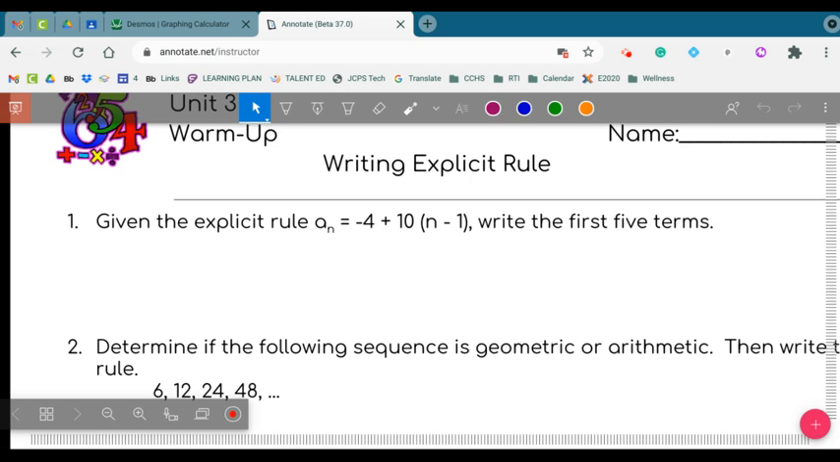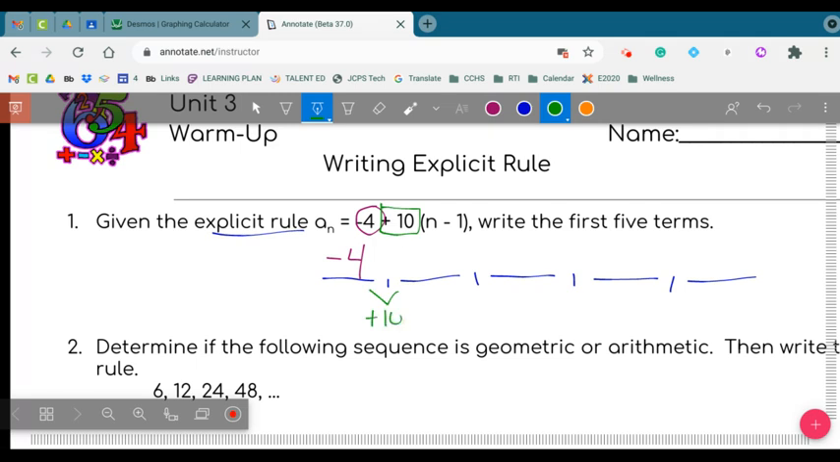So it says, given the explicit rule, write the first 5 terms. So I'm going to draw my first 5 lines, because I know I have to write my first 5 terms. So if you guys remember, the first number is our first term, and then whatever is listed after is what I'm adding or subtracting by, since this is arithmetic. So I'm adding 10 each time.